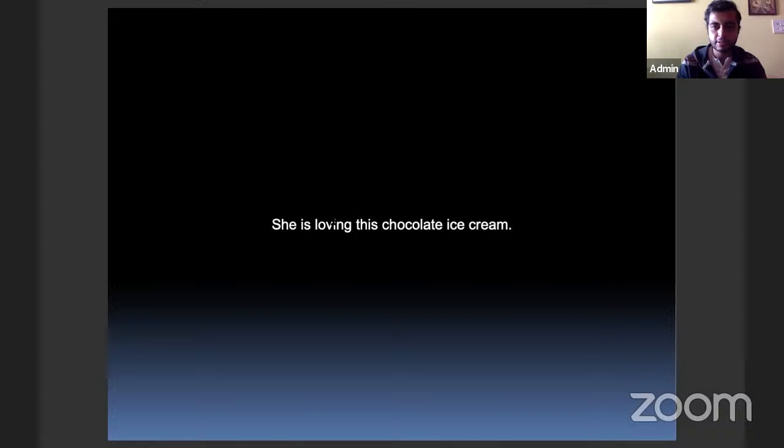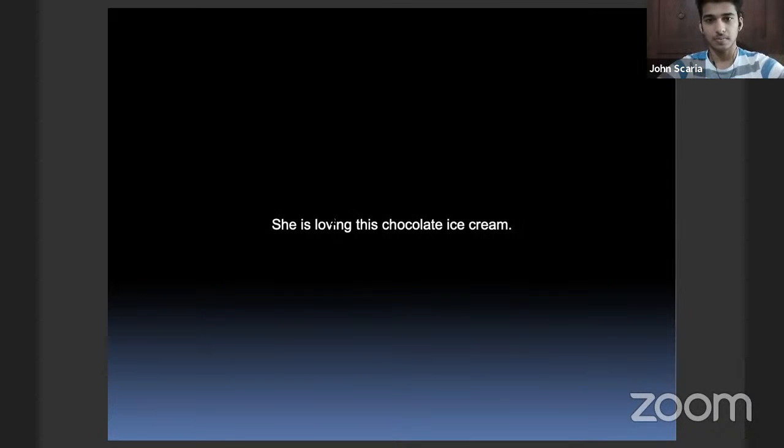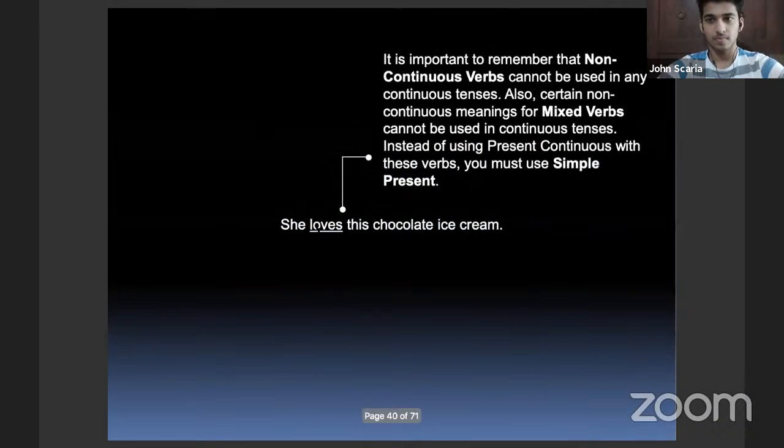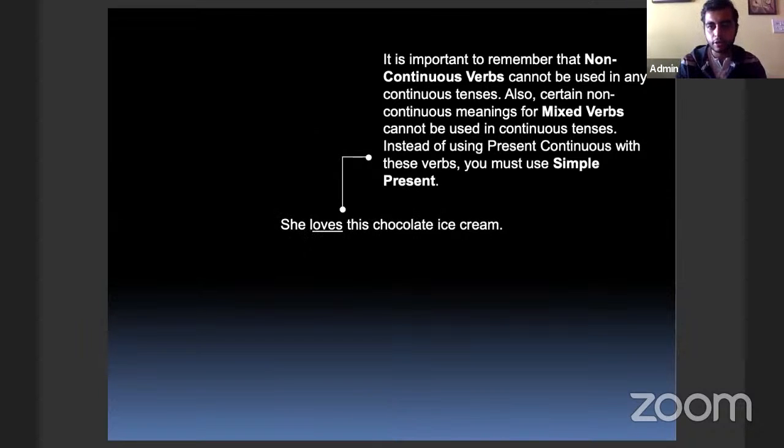What is wrong with this? So she can say, I love chocolate ice cream. No, he's not saying, no. You are saying for her. So what will you say, saying to a third person? Yeah, correct. Bang on. You will say, she loves this chocolate ice cream. She loves this chocolate ice cream.